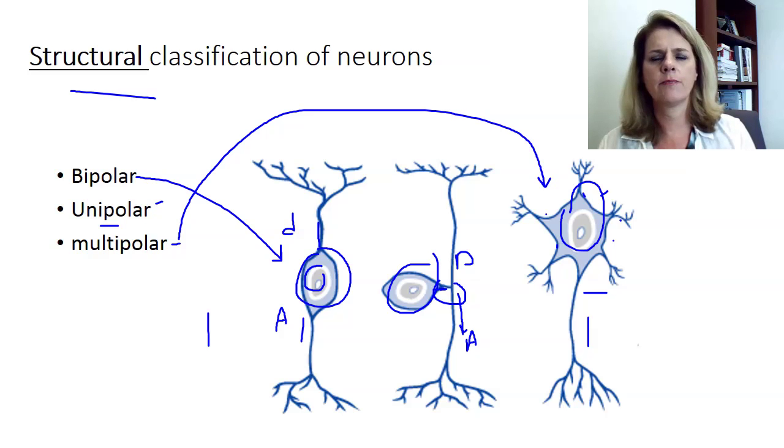And as we study certain kinds of neurons and where they're found, a lot of these you'll find in sensory, like retina and things like that. When I mention neurons later on, I might say this is a unipolar or this is a bipolar or a multipolar neuron, and you'll know what that means. So it's a structural classification.